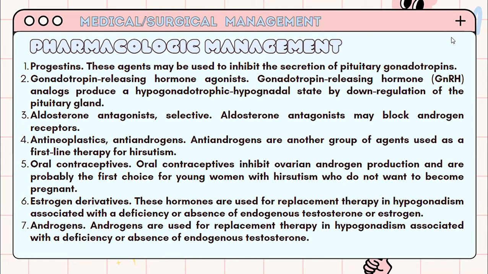Next, antineoplastics, anti-androgens are another group of agents used as first-line therapy for hirsutism. Oral contraceptives inhibit ovarian androgen production and are probably the first choice for young women with hirsutism who do not want to become pregnant. Next naman, estrogen derivatives. These hormones are used for replacement therapy in hypogonadism associated with a deficiency or absence of endogenous testosterone or estrogen. Lastly, androgens. Androgens are used for replacement therapy in hypogonadism associated with a deficiency or absence of endogenous testosterone.